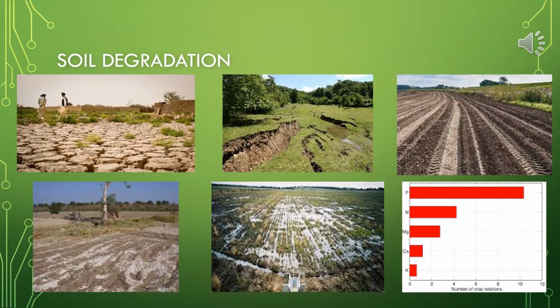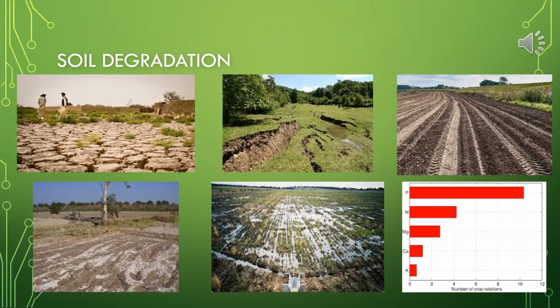Now that we've talked about how soil forms and what it looks like, let's talk about its use and degradation. When we think about soil degradation, most of the time we're thinking about agriculture. So these are the kinds of examples I'm going to give you when we look at soil degradation.